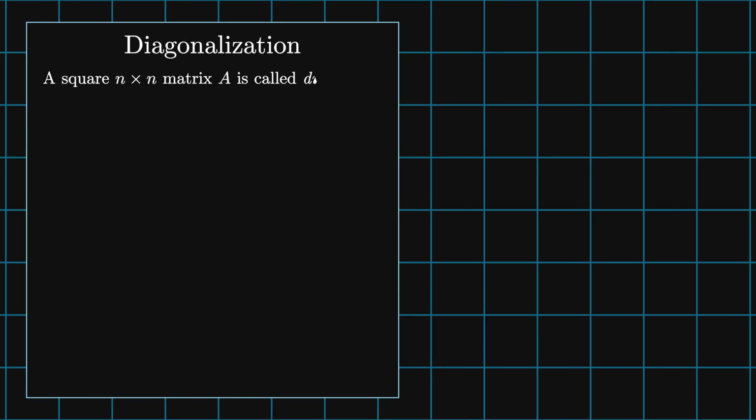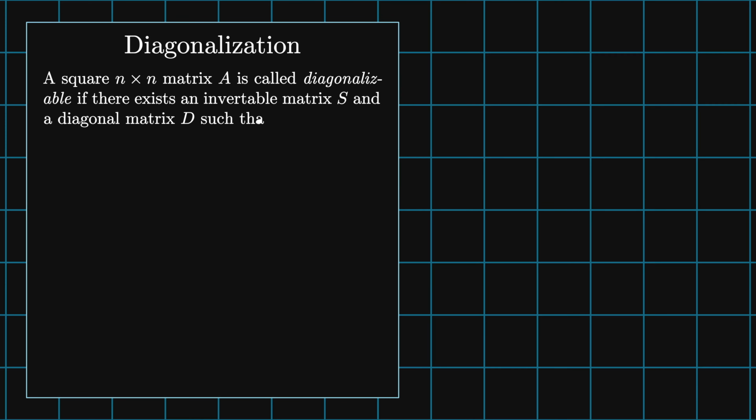Now that we've covered a few basic facts about eigenvalues and eigenvectors, let's discuss two ways of decomposing matrices that reveal some properties about them. First off, we'll look at diagonalization. An n by n matrix A is called diagonalizable if there exists an invertible matrix S and a diagonal matrix D such that S inverse A S equals D. You can rewrite this by multiplying by S on the left so that A S equals S D.